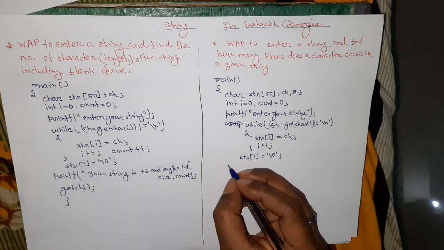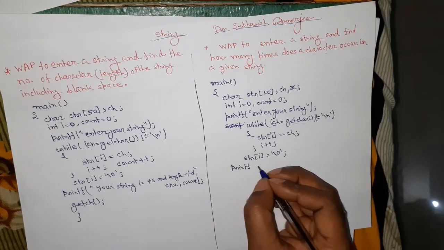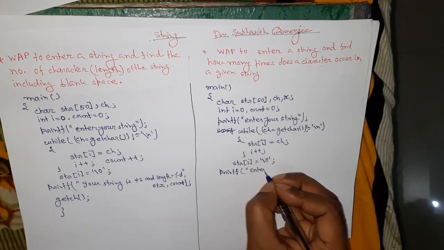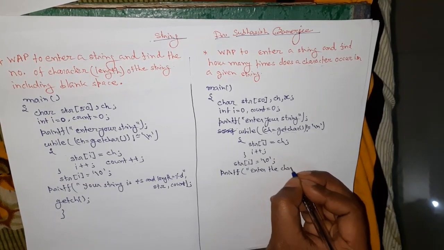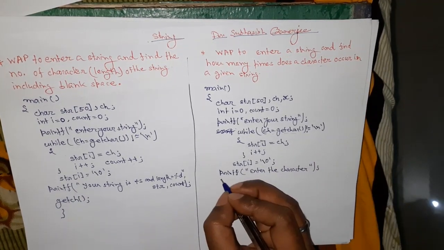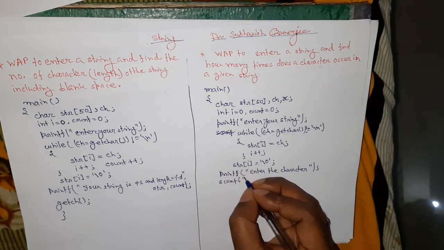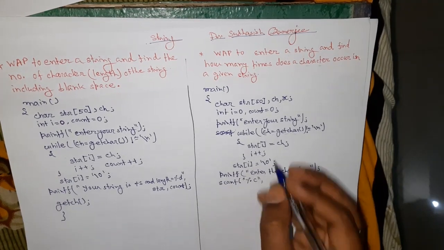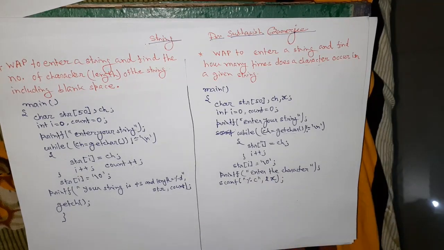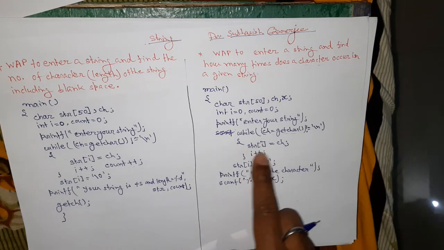Now you may ask the user which character they wish to find the occurrence of. So you may use printf, "enter the character". To read the input, because the user is going to provide a single character, we can simply use scanf with %c. Let's have it as x, so &x. So x is holding the character whose occurrences we wish to count in the provided string.